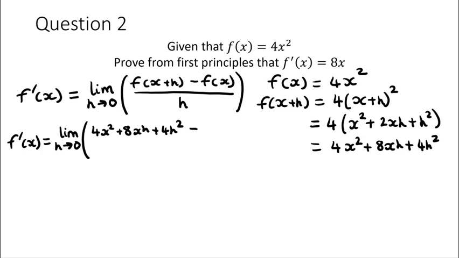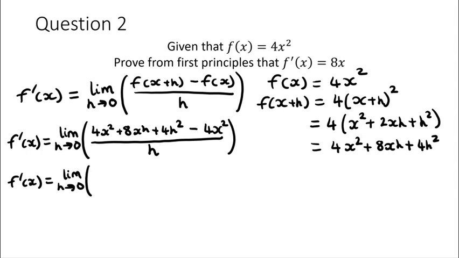Don't forget to take away the f of x. I do quite commonly see people forget to take away that f of x, because they think, oh, I've done all the algebra with the f of x plus h. There's lots of stuff happening there. But they can sometimes just forget to take off that 4x squared. Okay, and that all gets divided by h.